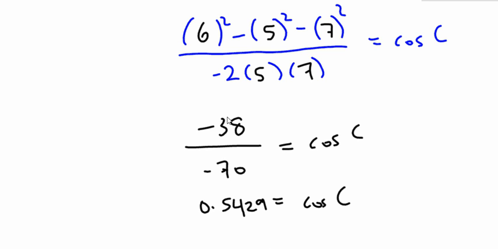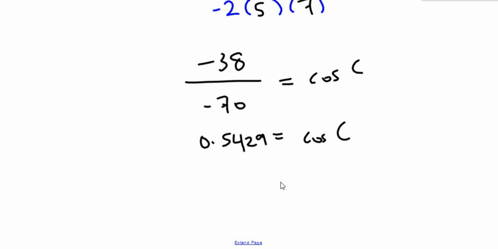And just to go back here for a second, when I said I'm going to divide this in my calculator, I didn't say negative 38 divided by negative 70. I just said 38 divided by 70. You should, at this point in your math career, be aware of whether or not your answer is going to be positive or negative. A negative divided by a negative is a positive. Certainly, you can type in exactly what you see, but you should also be more broadly aware of what's going on mathematically. So I inverse cosine this value, and I get that angle C is 57.1 degrees.